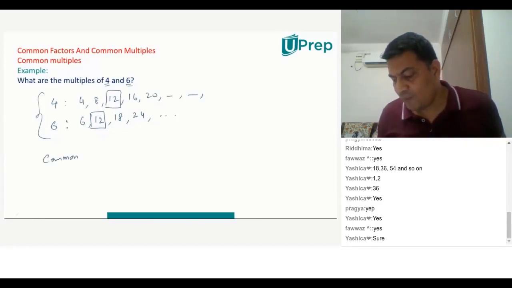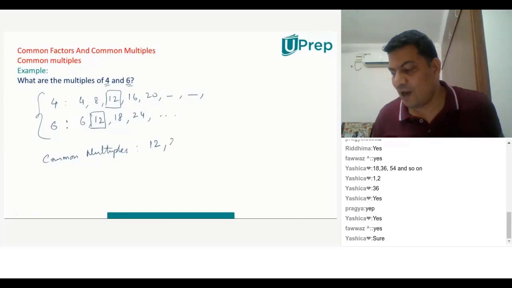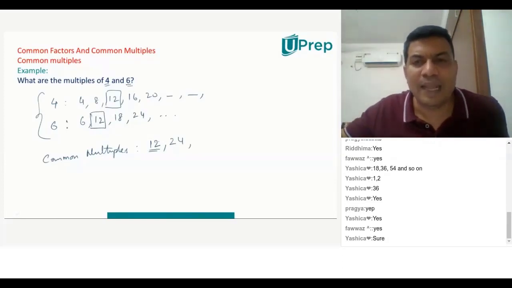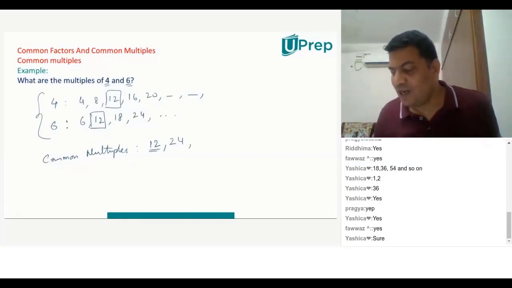Now, let's write common multiples. You can see clearly, the first common multiple is 12. After that, what is the next common multiple? 24. Very good. So it's easy now. Once you get the first common multiple, the next ones will be the table of 12 only. After that it is just multiplication. 12 ones are 12, 12 twos are 24, 12 threes are 36, 12 fours are 48, and so on.